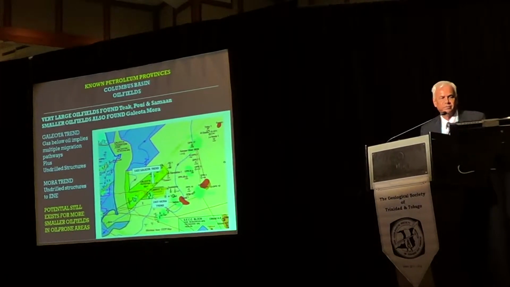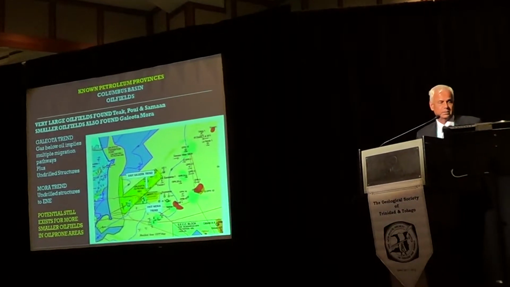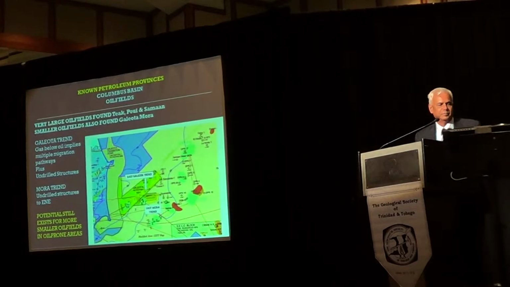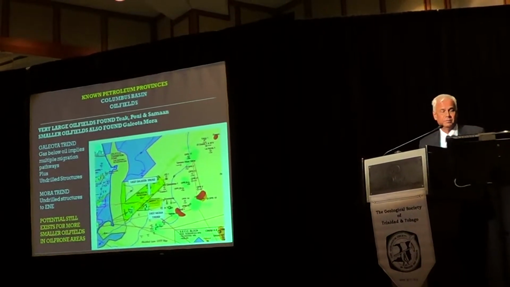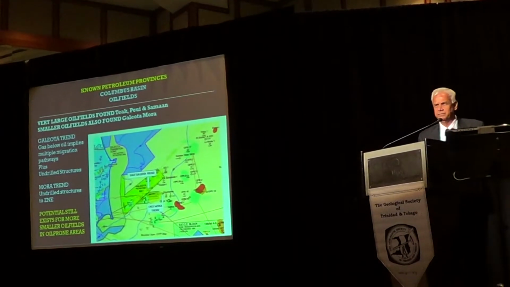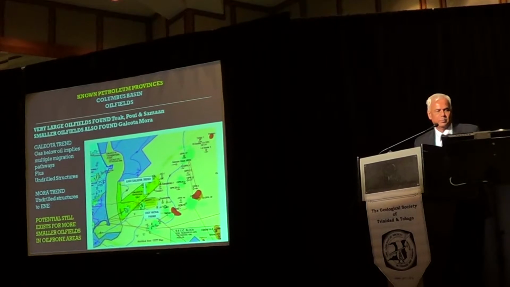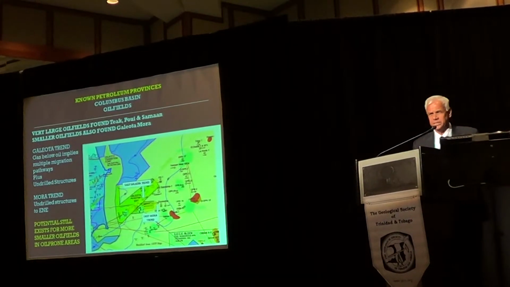We know there are very large oil fields, Teak and Samaan, but there are also smaller fields like Galeota and Mora. And the Galeota trend I absolutely love. But they feel there's a lot more oil to be found there, all along the southern flank of that thrust zone, as well as in the Mora trend down to the south. So there continues to be potential for oil.